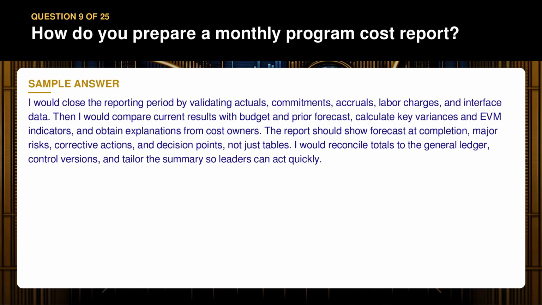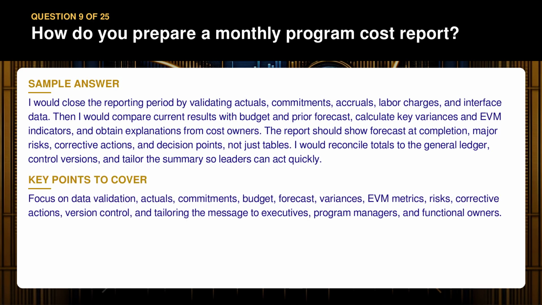I would reconcile totals to the general ledger, control versions, and tailor the summary so leaders can act quickly. Focus on data validation, actuals, commitments, budget, forecast, variances, EVM metrics, risks, corrective actions, version control, and tailoring the message to executives, program managers, and functional owners.